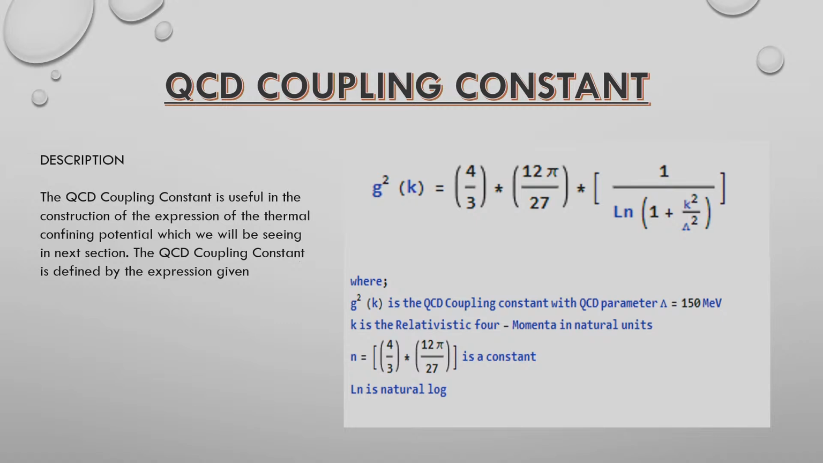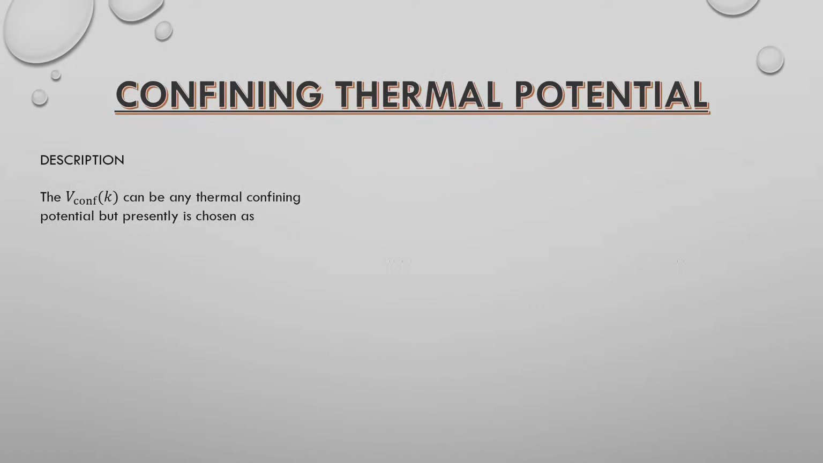The main use of this QCD coupling constant is so that we can further get the expression for the confining potential of the QGP droplet. Actually there had to be this expression here. I don't know why it is not there. In the PPT I sent, it was there, but basically there is a big expression for this confining thermal potential, and this was chosen by my sir specifically for the analysis of QGP.